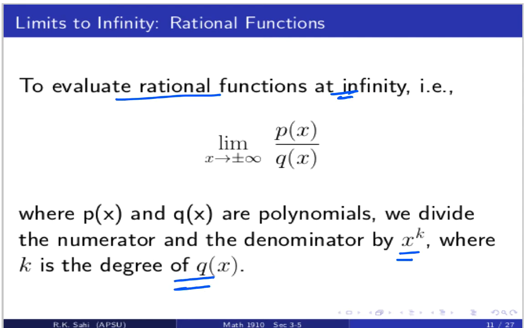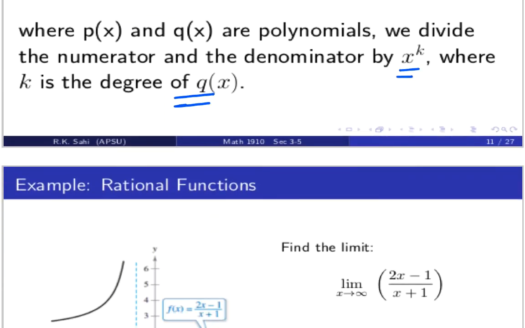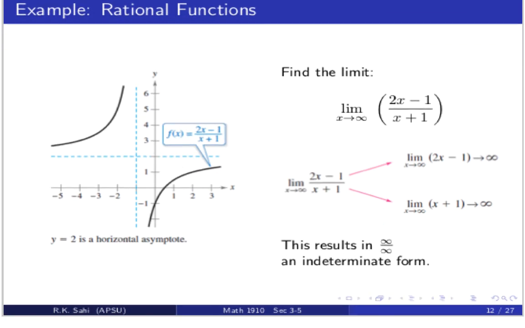Okay? Now let's go ahead and do an example on a rational function. The function is 2x minus 1 over x plus 1. Clearly this is a rational function because it's a linear function on the top and a linear function in the denominator. It's a polynomial over a polynomial of degree 1. When I apply the limit individually, what do you see? It is infinity over infinity. Now, that's not getting us results, okay?